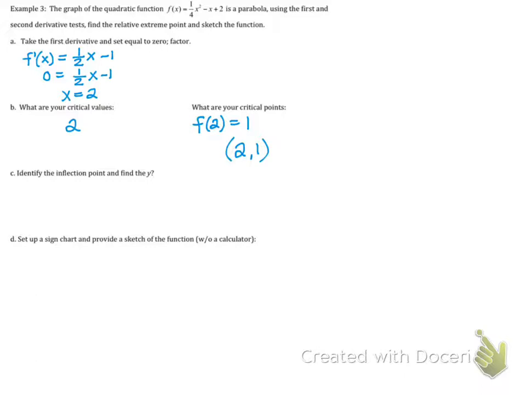All right, so the inflection point. So we need to figure out what the second derivative is. And when I do the power rule to the first derivative, I get just 1/2. Well, if I set this equal to 0, I get 0 equals 1/2. Well, that's not true. And I can't substitute this in for anything. X or 0 does not equal 1/2. So there's no inflection point.